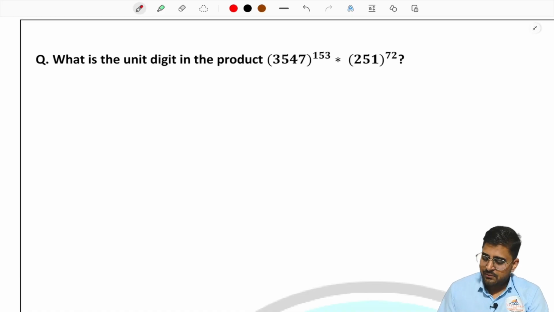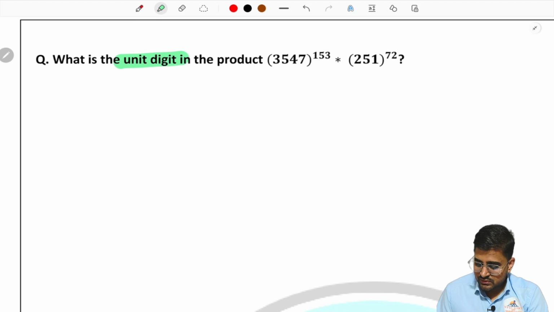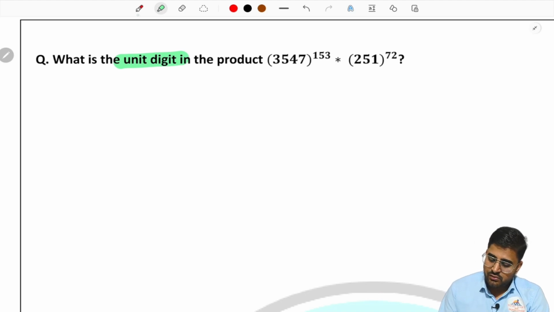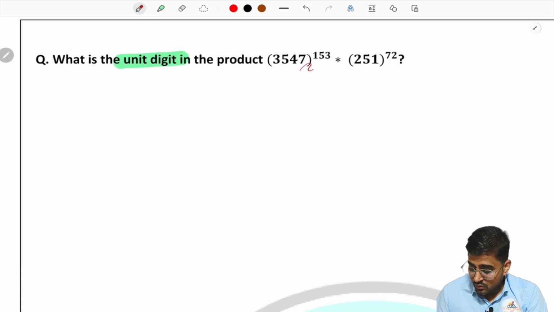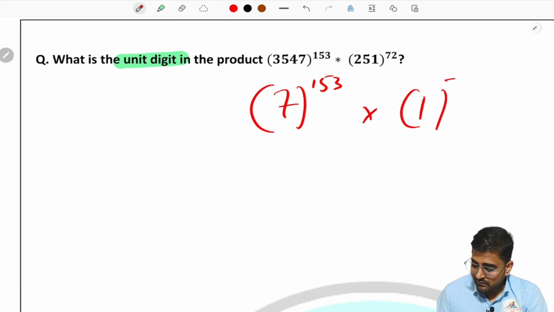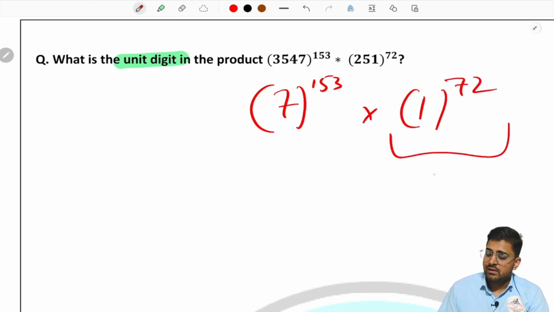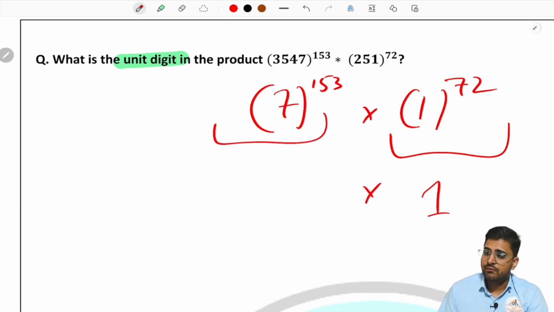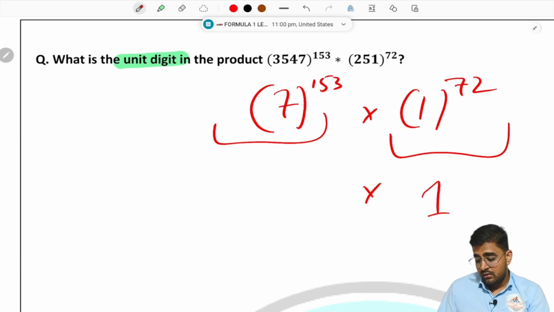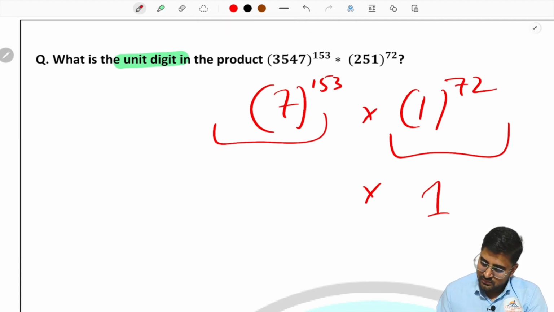The concept of this type of question we have covered. You can revise your concept here. See, when the question asks about the unit digit, you need not calculate the whole thing. What they are basically asking is 7 to the power 153 multiplied by 1 to the power 72. Whatever the power of 1, it remains 1 only. So basically they are asking, please solve 7 to the power 153.